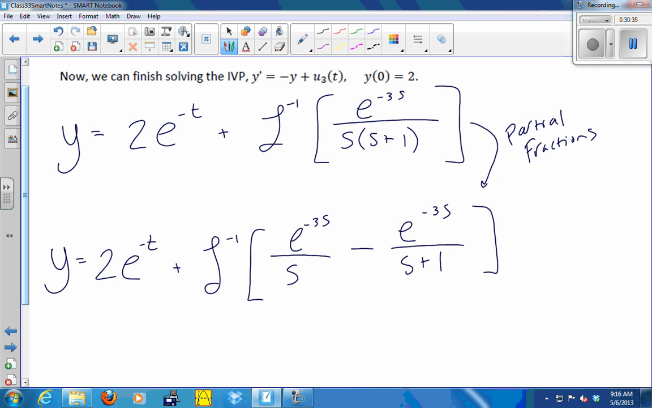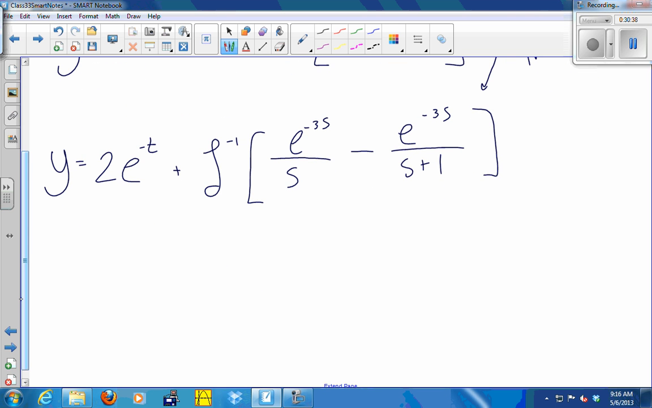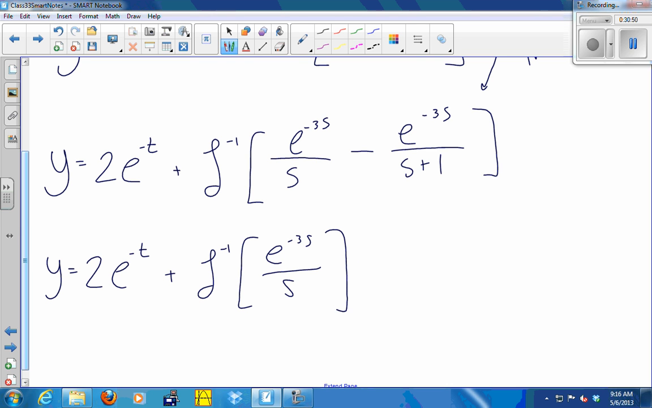Right, exactly. Yeah, so right here, I can separate these into two Laplace transforms. So this is going to be plus the inverse Laplace transform of e to the negative 3s over s, minus the inverse Laplace transform of e to the negative 3s over s plus 1.